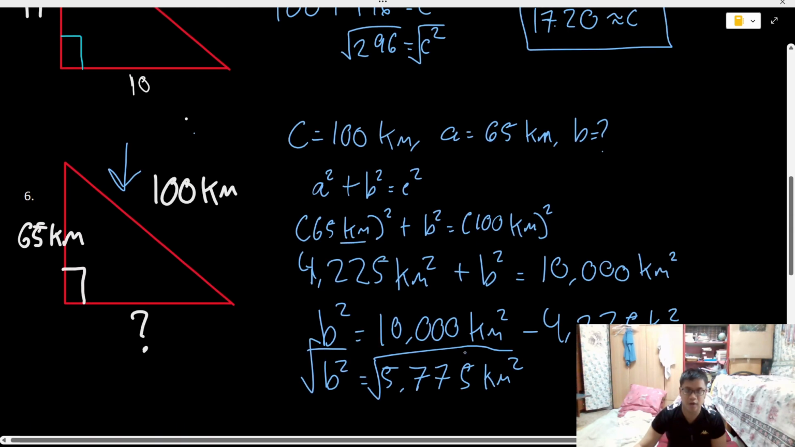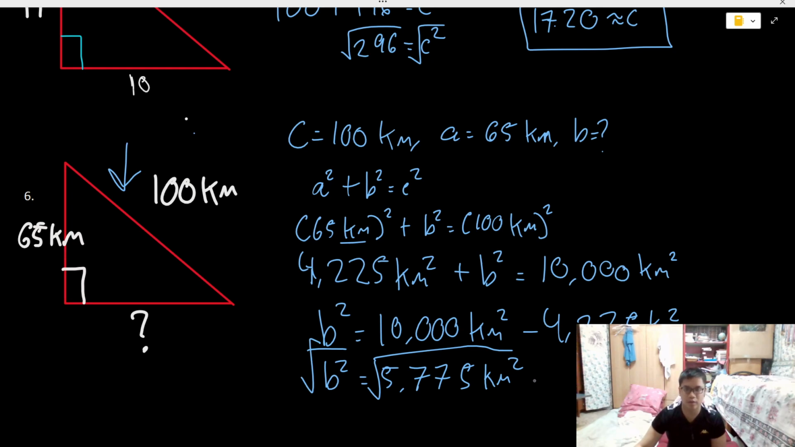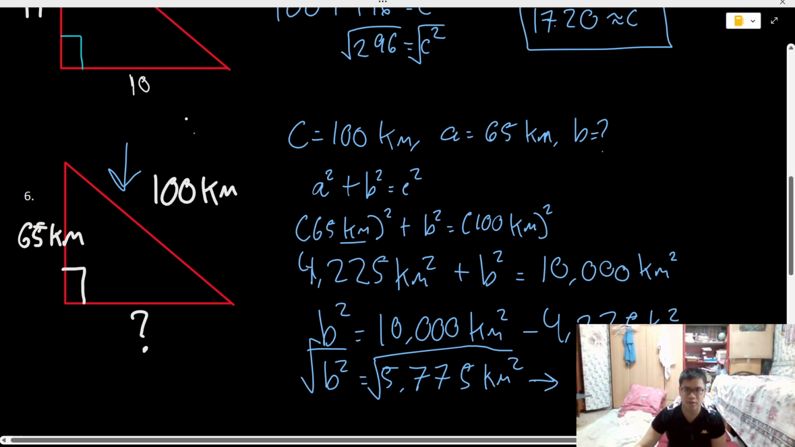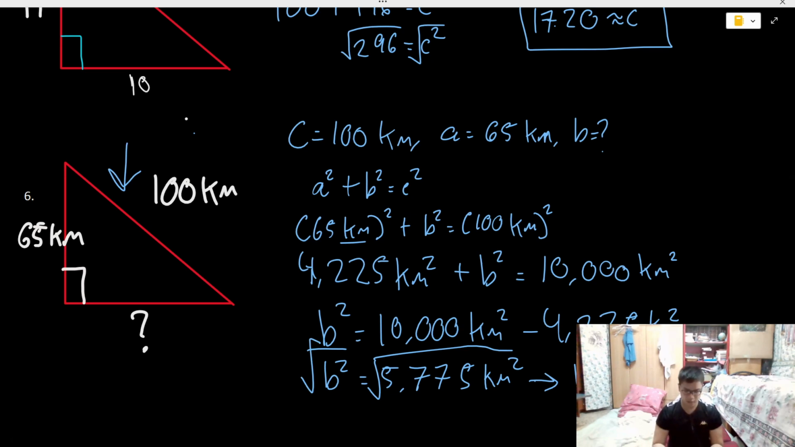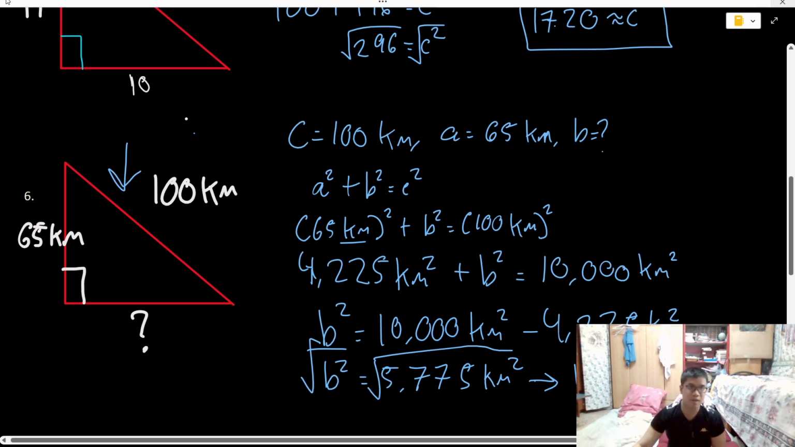Oh, I have no space though. Let me just write it here. There we go. B, this would be the square root of the answer. This one will give you the square root of 5,775 kilometers. But we can simplify this one because this can be rewritten.